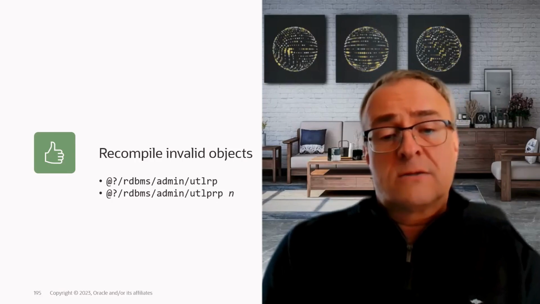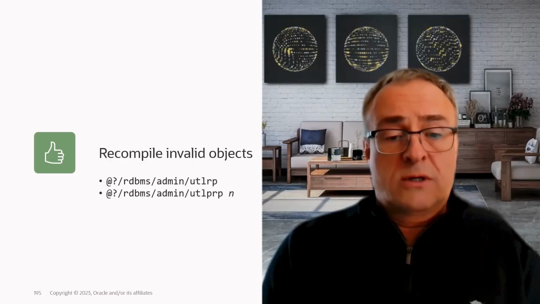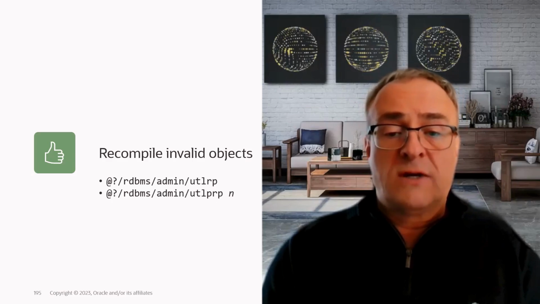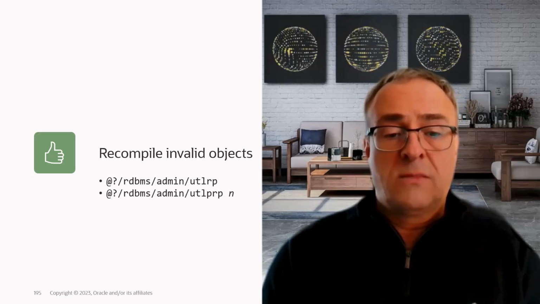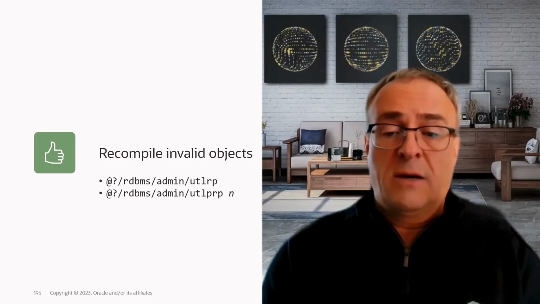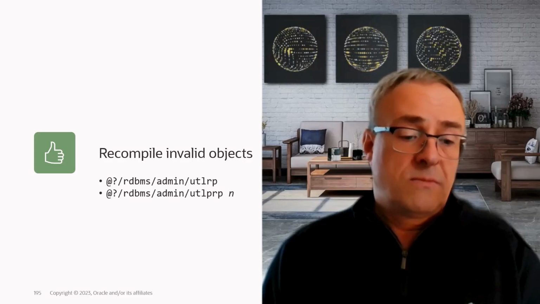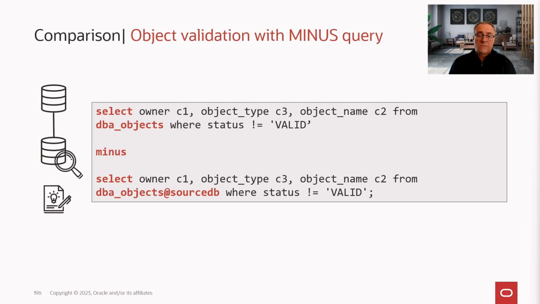There are several reasons why invalid objects can happen during an import. Everybody might have come across invalid objects before and knows how to recompile them using utlrp. Or you can use the parallel recompile, utlprp, and the number of parallel jobs, n. We should also check if there are more invalid objects on the target database compared to source. A simple statement we can use is select invalid objects of target database minus the invalid objects of source.